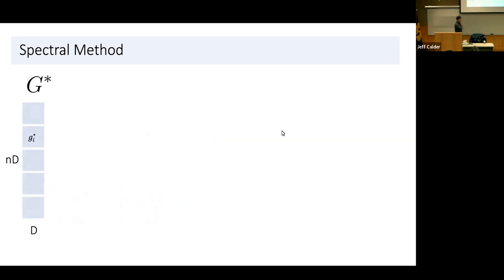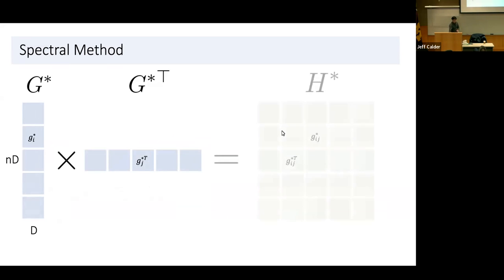So what you can do is stack all the absolute group elements into a very tall matrix. I call it capital G star. And you multiply it by its transpose. If you do a simple calculation, it should give you a large ND by ND block matrix where each block is just the relative group element, the group ratio.